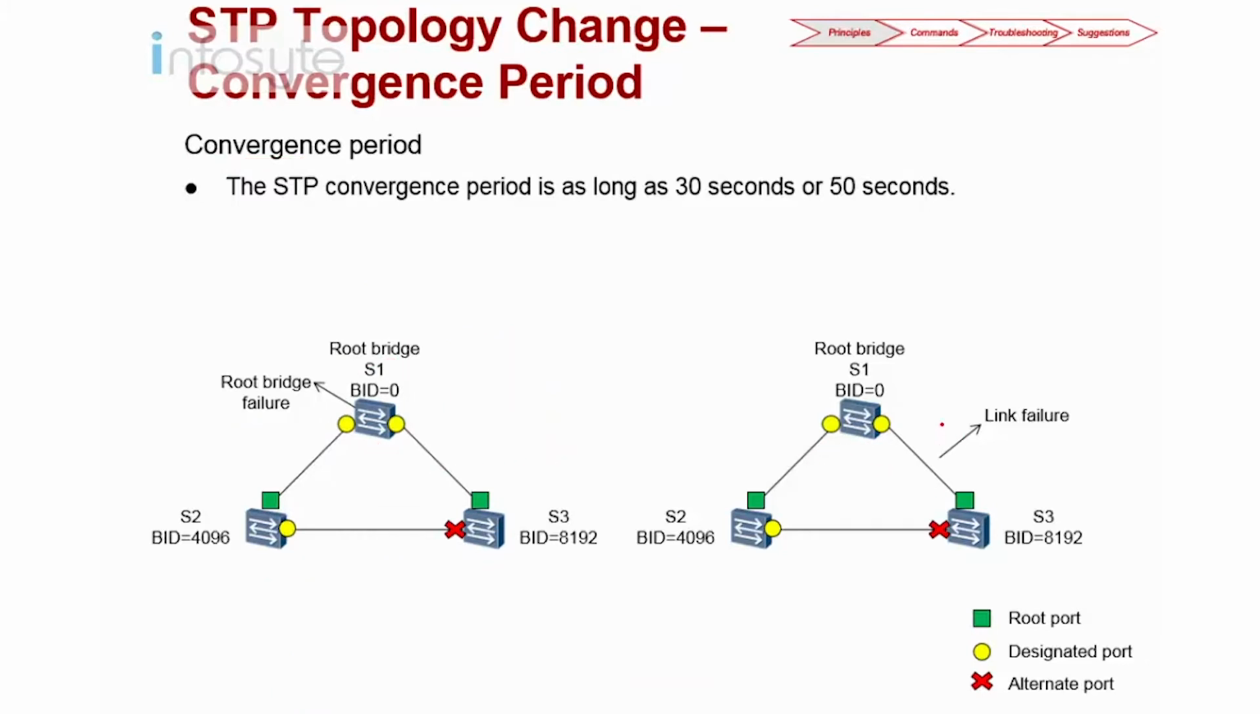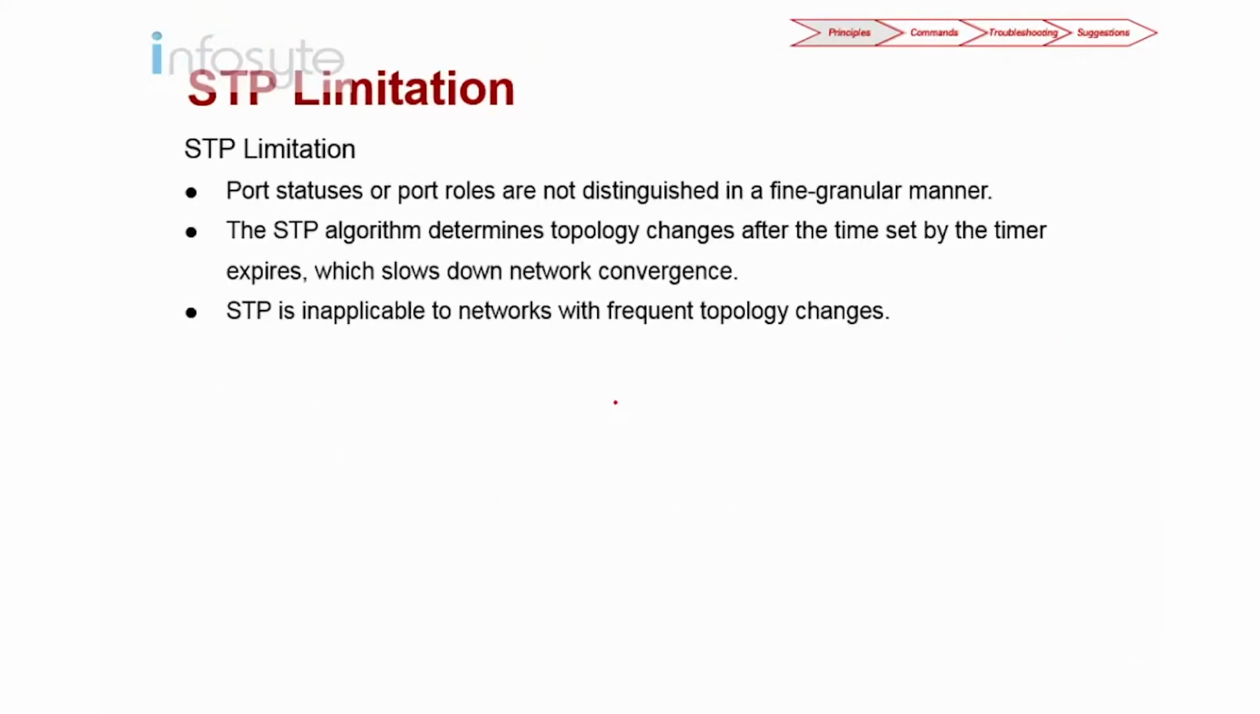Next, if the root is available, but there is a link failure, what happens? When a link failure is detected, BPDUs are still being sent. So this will be a transition from blocking to forwarding, but again you still need the forward delay, which is 15 seconds times 2. So again you still need to wait for 30 seconds. Here we have two scenarios: where there is a root bridge failure, it will cost you 50 seconds of outage, and if there is a link failure, it will cost you 30 seconds of outage. So that is the main limitation of STP.